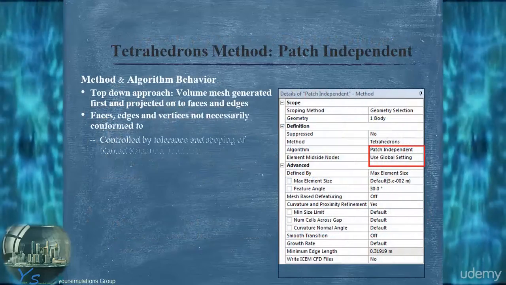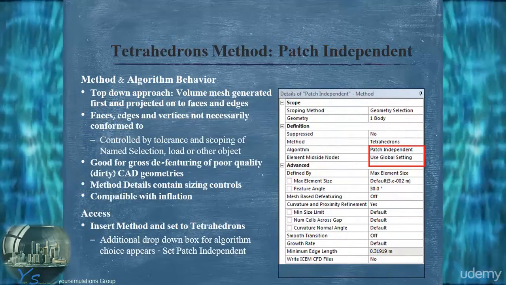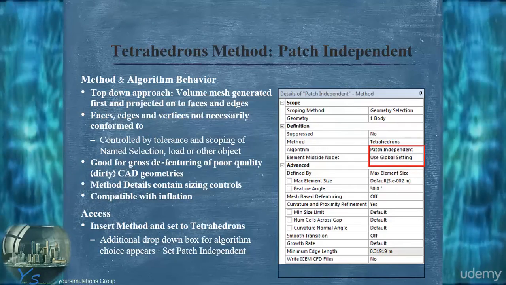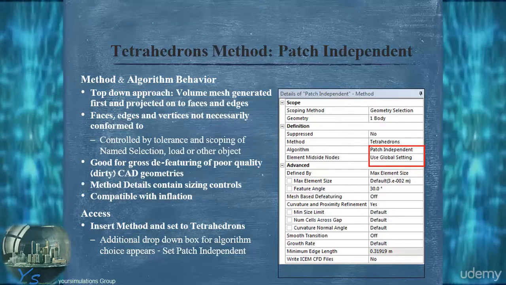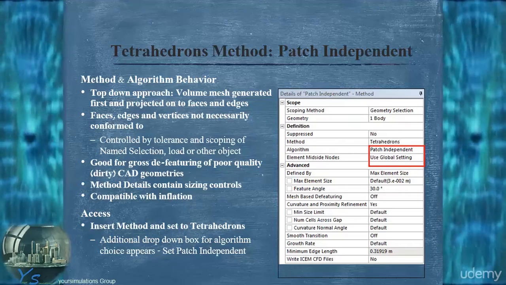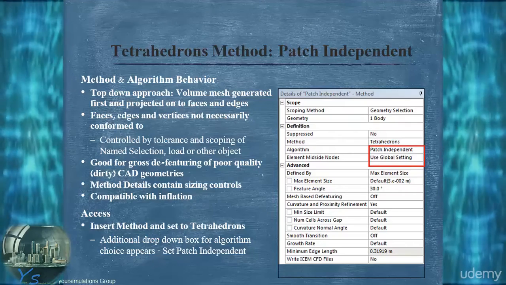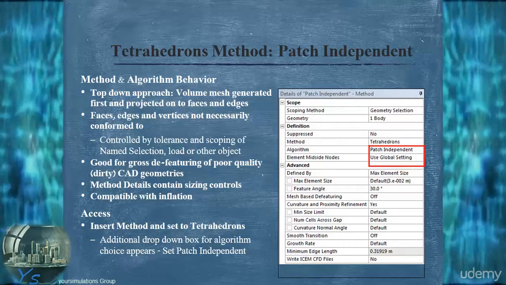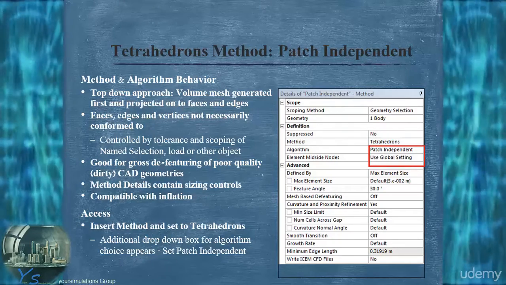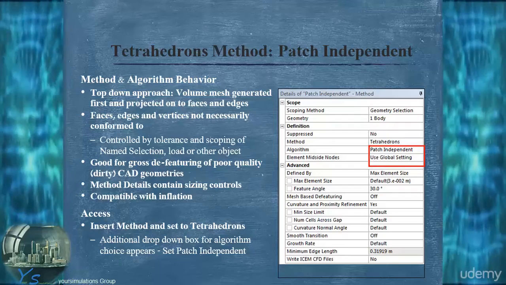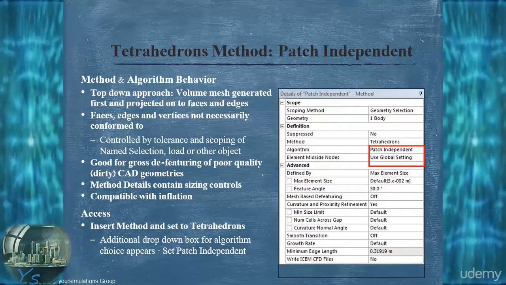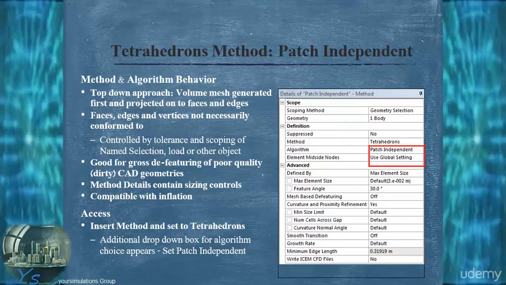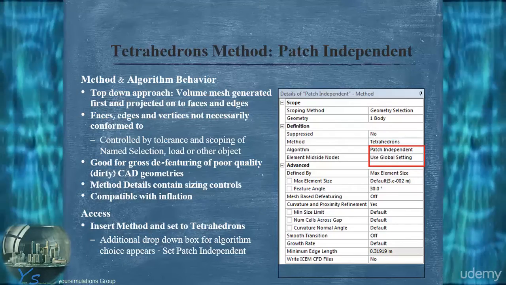The patch-independent algorithm is a top-down approach. First, it generates a volume mesh, and then it projects the nodes to faces and edges. Therefore, faces and edges are not always respected, which is actually a strength of this method, because it is possible to defeature dirty CAD imports. The level of defeaturing is controlled by an optional tolerance value and named selections. The size control is specified in the method, which overrides the global settings.